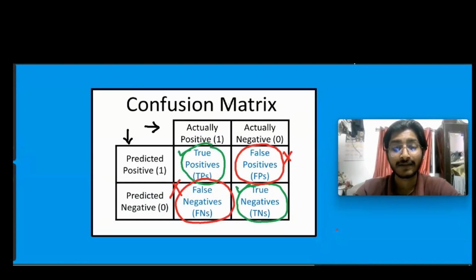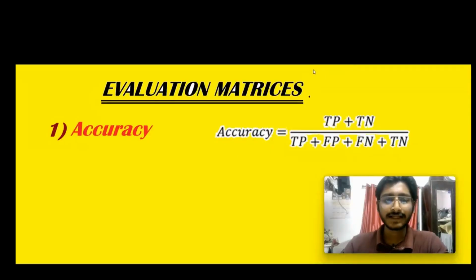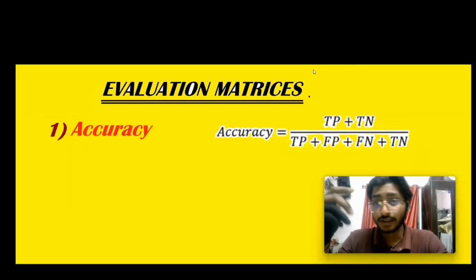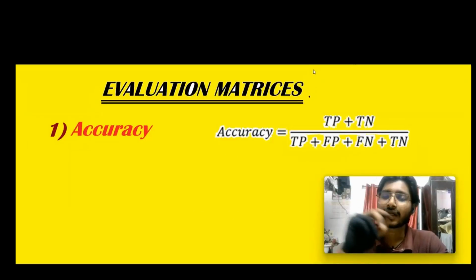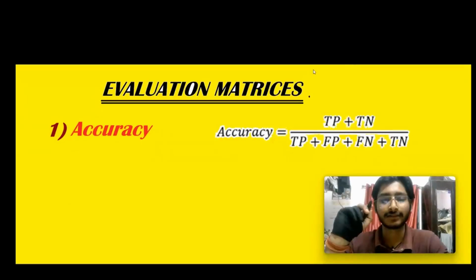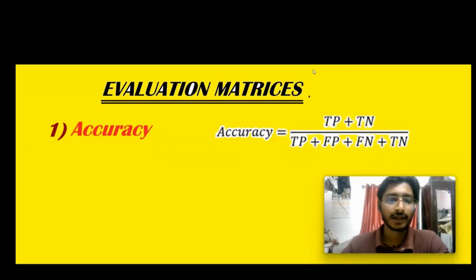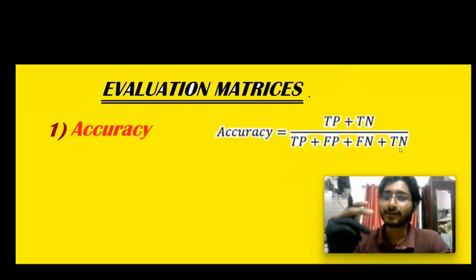So what are these evaluation metrics? Number one is accuracy. First, let's talk about accuracy. Accuracy is defined as true positive plus true negative divided by the total number of observations, that is, all four values together. Accuracy tells us the overall correctness of the model.